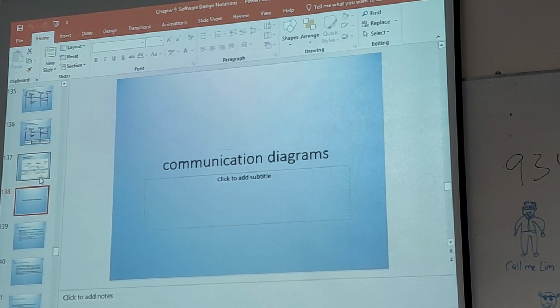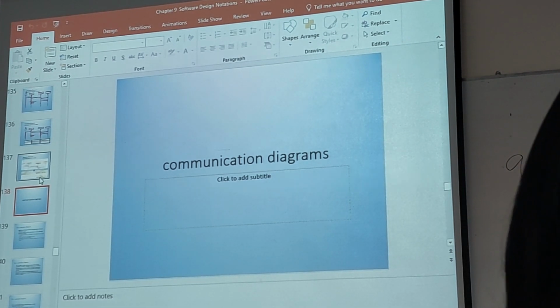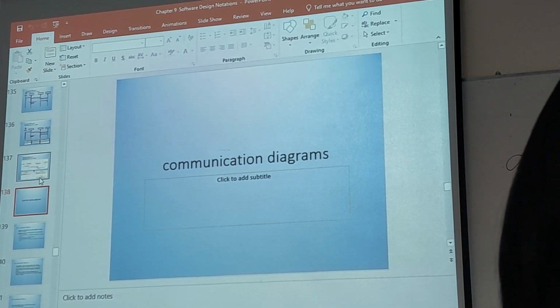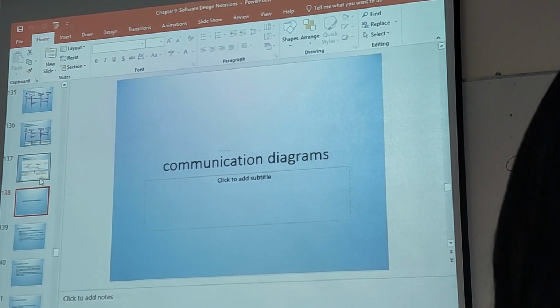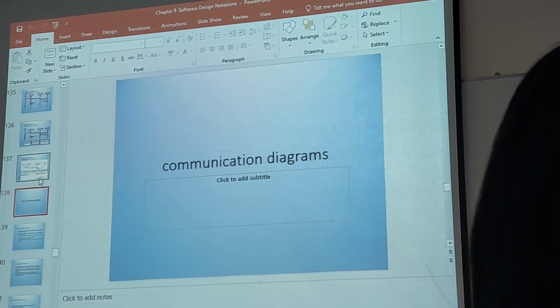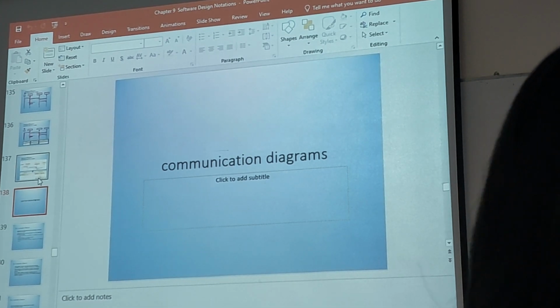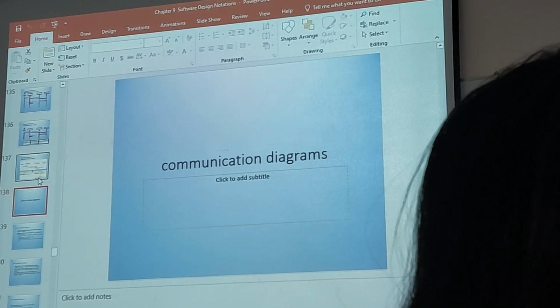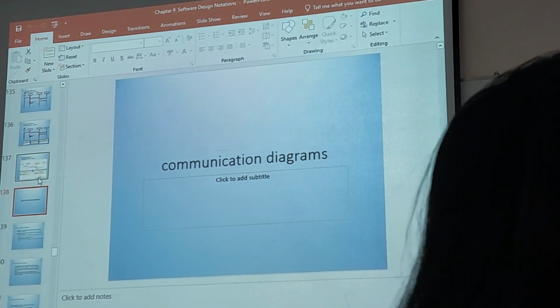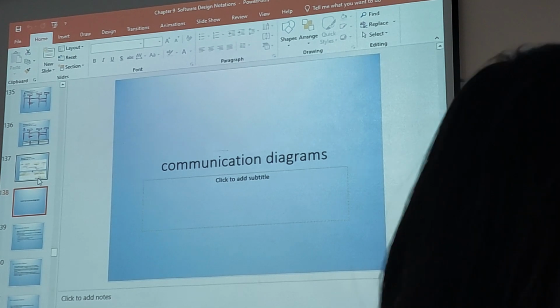Okay. So synchronous message. What is synchronous message? Yes, Sam, what is meant by synchronous message? In the sequence diagram, it means that when you send a message, a synchronous message, then you have to wait for the reply. Then you can proceed to your next step.